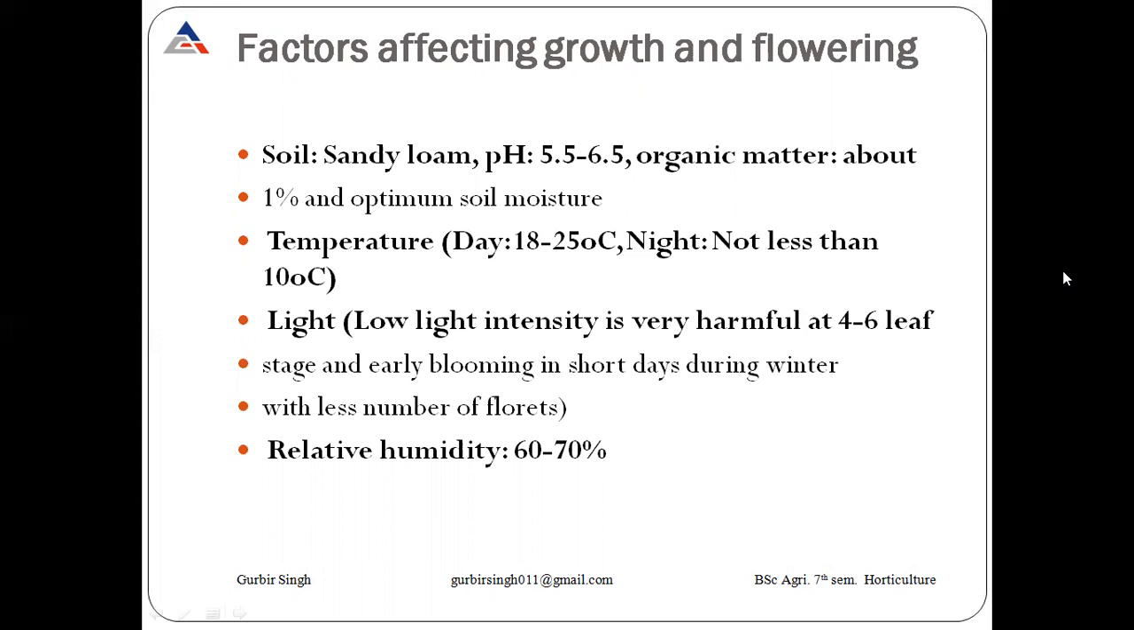And early blooming in short day during winter with less number of florets. Relative humidity 16 to 17%. These are some important factors which affect growth and flowering.